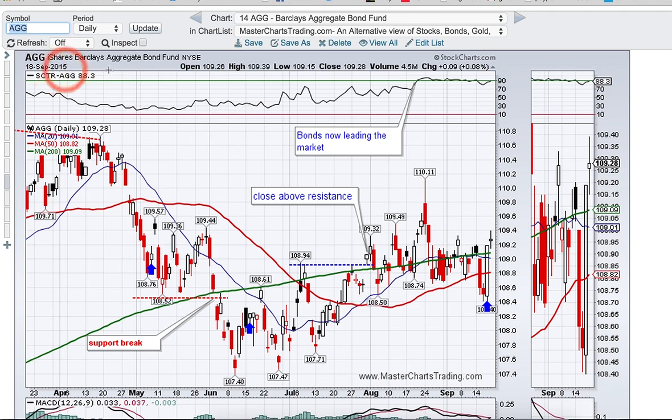Next is AGG, which is basically a general diversified bond fund. It has a little bit of Treasuries, a little bit of municipal bonds, some corporate bonds, all kinds of mortgage-backed securities, etc. So it's a very diversified fund. And you can see a really big white candlestick here on Thursday, which was a buy trigger for my system as well, and it followed through on Friday.